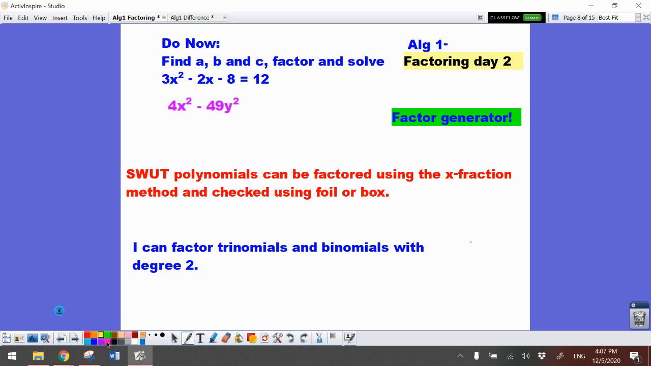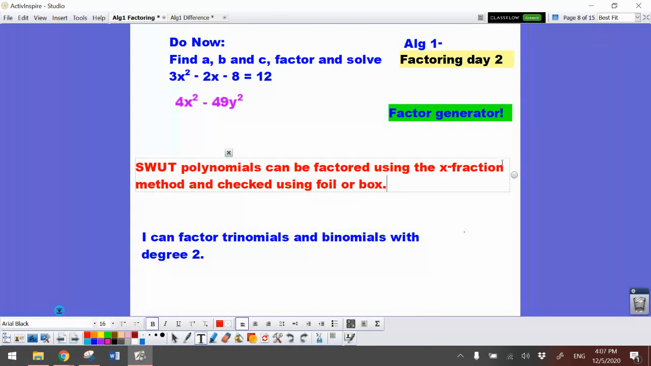All right, so we're going to continue today with factoring polynomials using our Xbox method. Make sure that you are checking using either distribution or the area model to make sure that we're doing it correctly, okay?